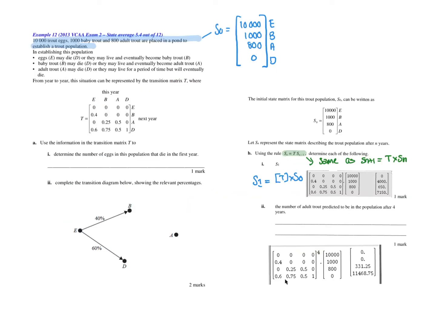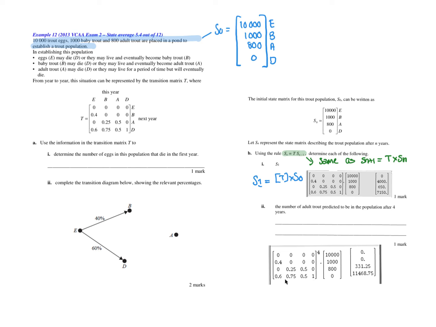Okay, so 10,000 trout eggs, 1,000 baby trout, and 800 adult trout are added to a pond. The eggs can die or become baby trout, and baby trout can die or become an adult trout. And they've got a transition matrix to set up how they work. Use the transition matrix to determine the number of eggs in this population that die in the first year.